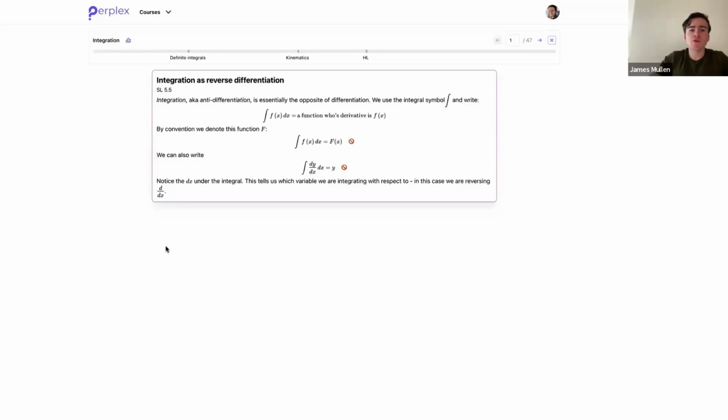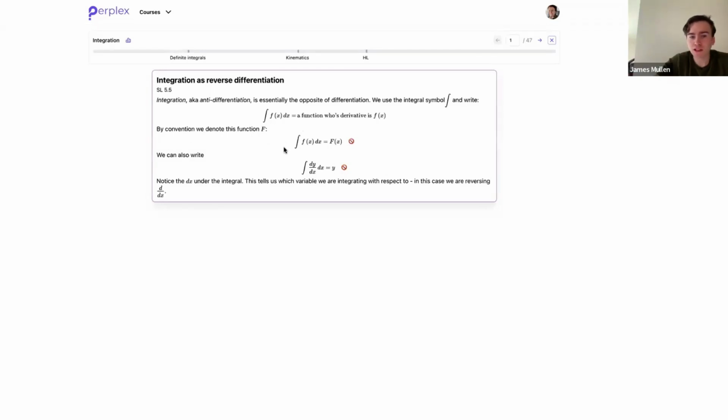Okay. So we're going to start with this notion of reverse differentiation, also called anti-differentiation. And basically, that's just the opposite process of differentiation. So if I have a function whose derivative is f, then that's the antiderivative of f of x. All right, and we often write this with a capital F. It's not a common notation in IB, but generally speaking in math, people denote the antiderivative by a capital F.